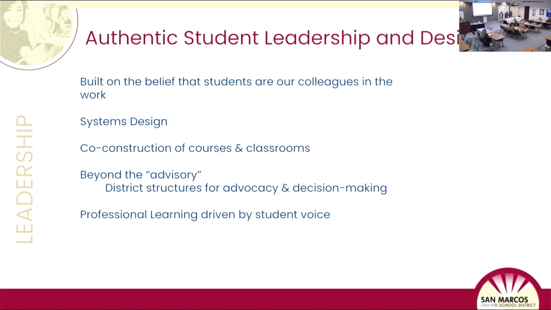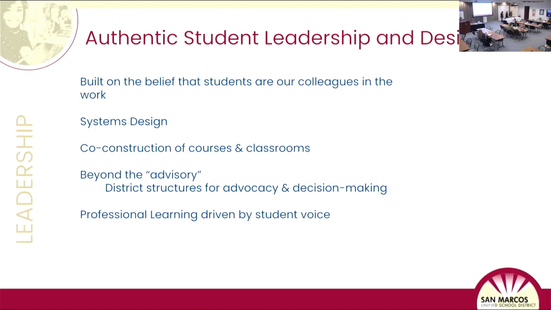Okay, we have run through a whole lot of stuff, so here's a summary real fast. Authentic student leadership and design built on the belief that our students are our colleagues in the work. Systems, because it doesn't happen by accident. We are moving in the direction.